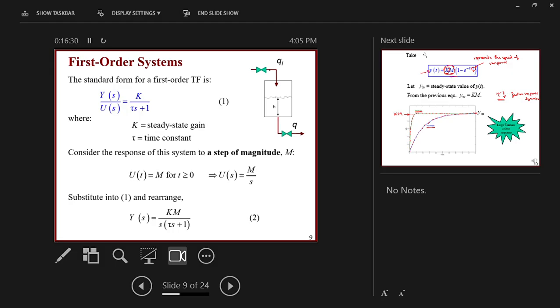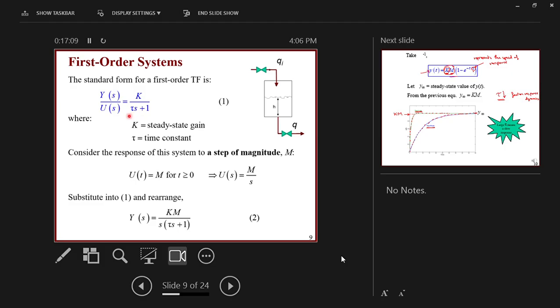So we have analyzed this system before, and we found that the transfer function, which is the relation between the output and the input, is simply K over tau s plus 1. The output for the tank was the level, and the input for the tank was the Qn. Qn is the input, and H is the level. And this was the shape of the transfer function that we got from solving the differential equation. K is called the steady state gain, and tau is called the time constant.